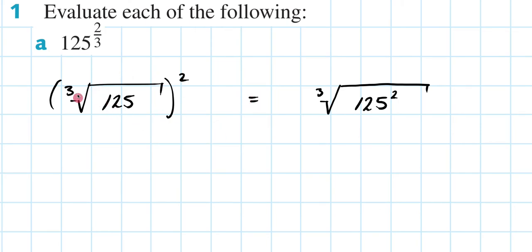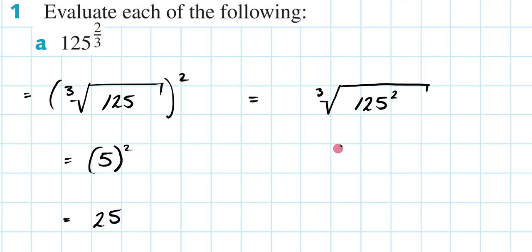So now here I would go, all right, what's the cube root of 125? In other words, what number could I times by itself 3 times to get 125? So 5 cubed is 125. So I know that is going to be 5. And then I still have this 2 on the outside. So I go equals 5 squared, which is what? 25.